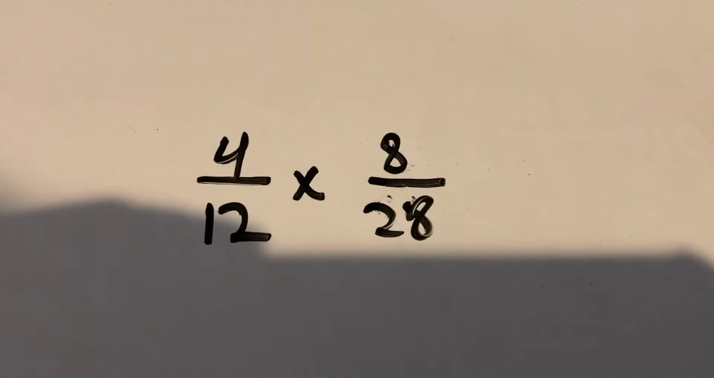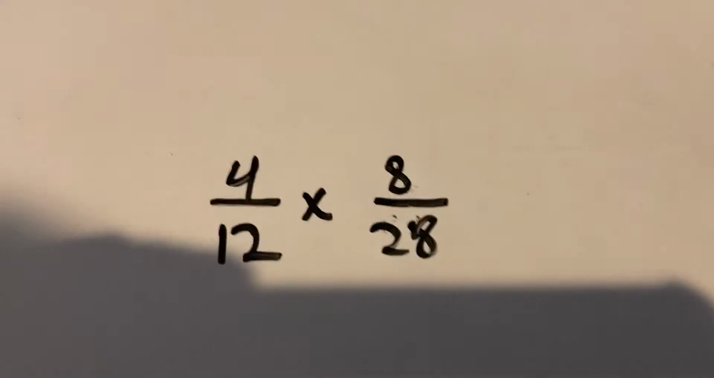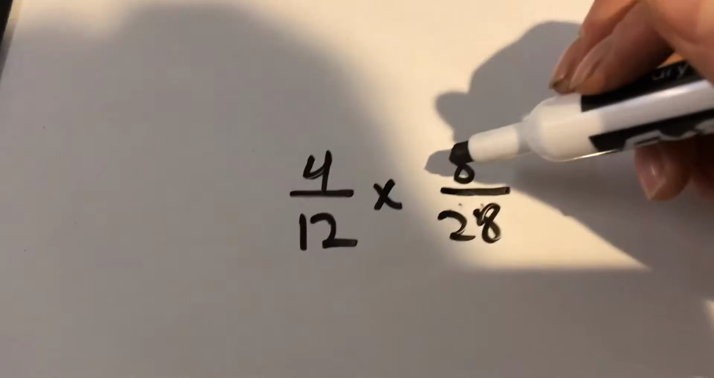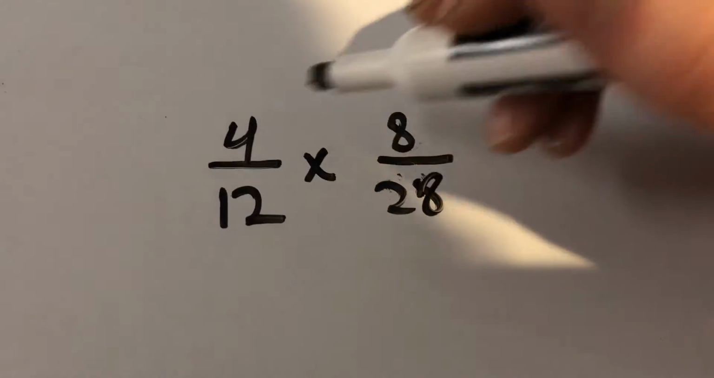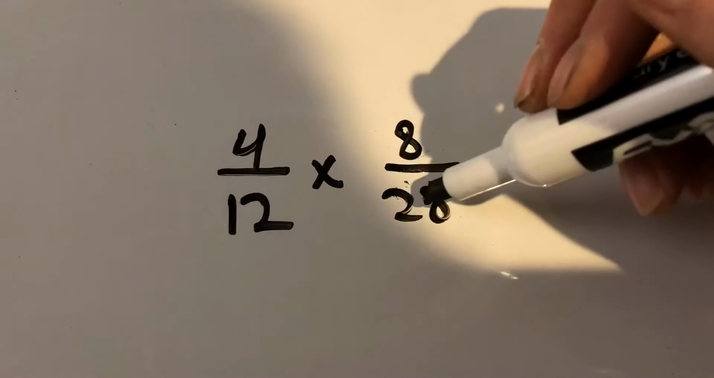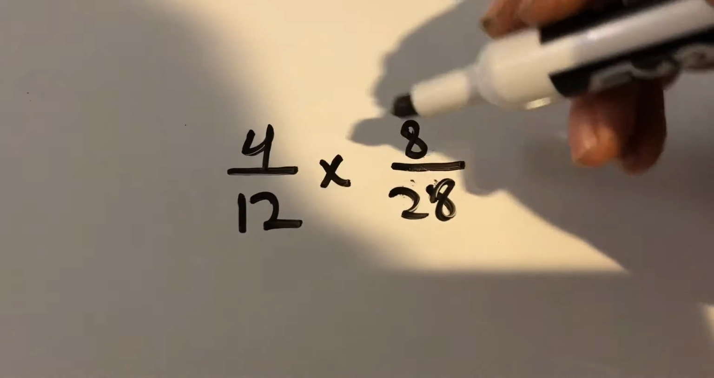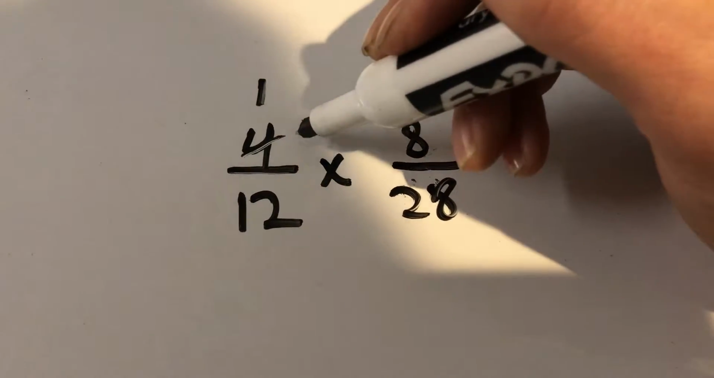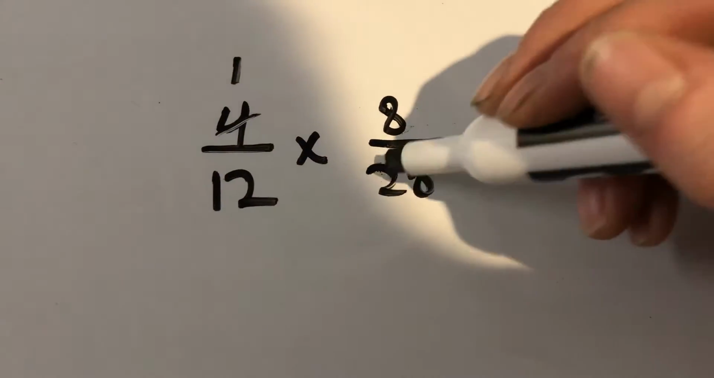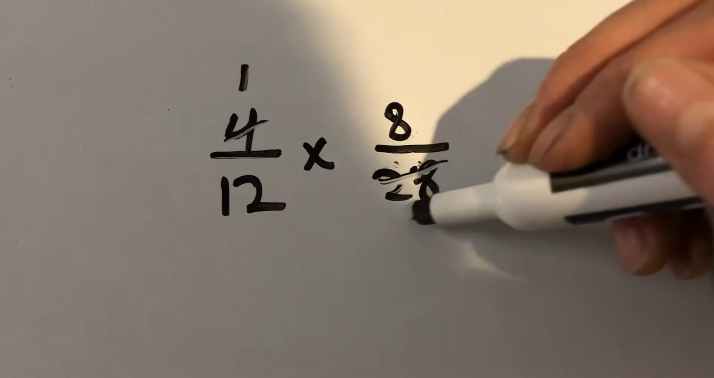Alrighty. Next step. 4/12 times 8/28. What we can do here is do some cancellations. So here's what I mean. Can 4 go into 28? Yes. 4 going into 28 will be 7 times, because 4 times 7 equals 28. So we cross out the 4, cancel that 4, make that a 1, because 4 divided by 4 equals 1. 28 divided by 4 equals 7.